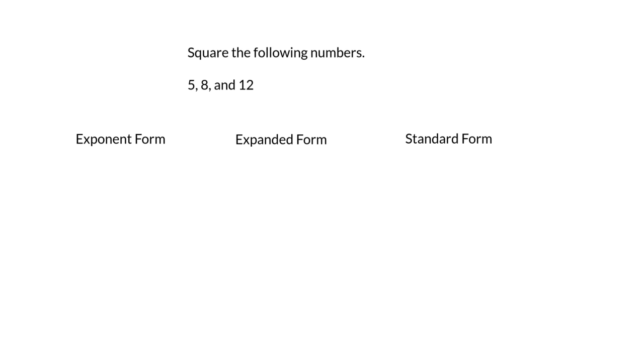If I'm being asked, let's start with the number 5. If I'm being asked to square the number 5, I could think of that as 5 exponent 2. That's exponent form. Expanded form, this means 5 times 5. And the standard form, 5 times 5 equals 25. So what you're being asked to do when you're squaring a number is to find the product of that number multiplied by itself and find the square number. In this case, that would be 25.